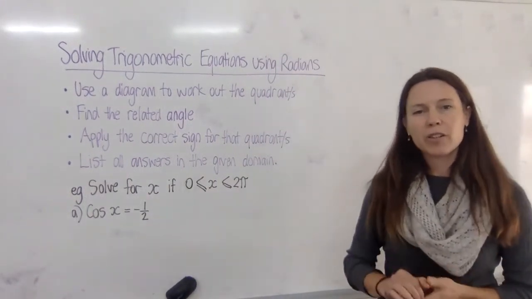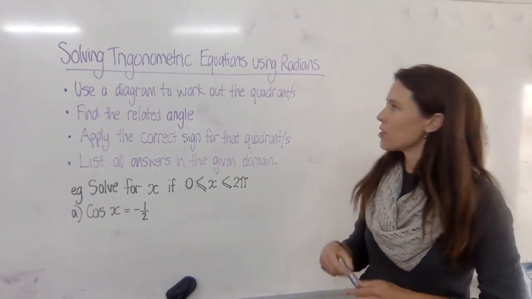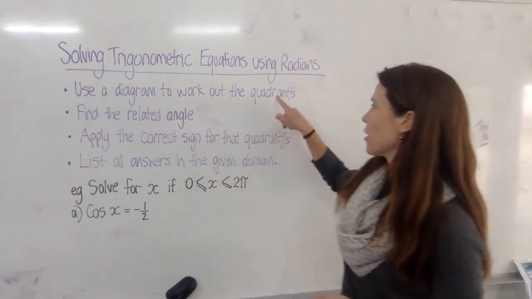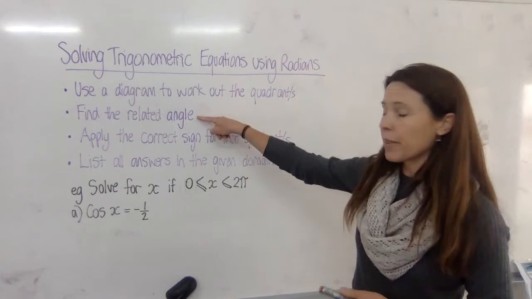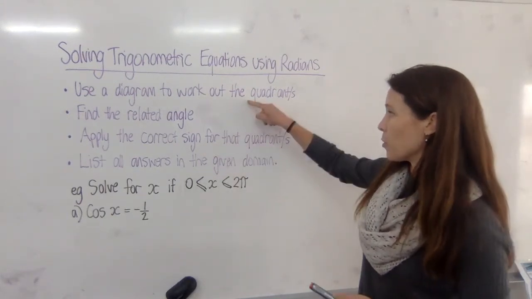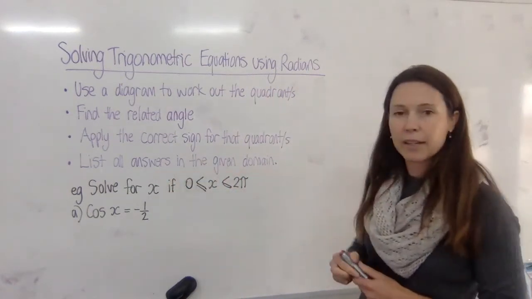In year 11, we already learned how to solve trig equations using degrees, so we just need to transfer our skills so that we can solve them using radians. Now, first thing to do is use a diagram to work out what quadrant or quadrants your solutions are going to lie in. Think about the related angle. Then we're going to apply the correct sign for those quadrants that you've already identified, and then list all the answers that are in that given domain.